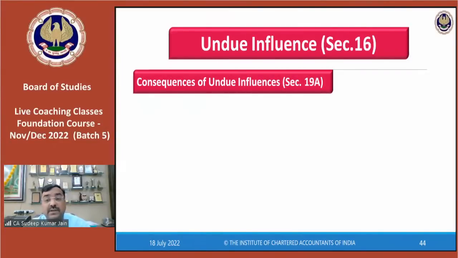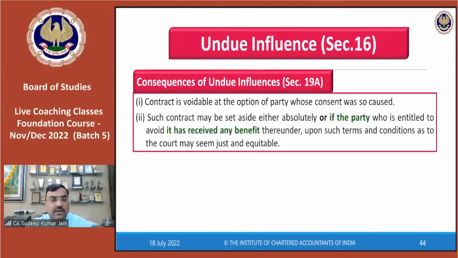What are the consequences of undue influence? Section 19A. First, the contract is voidable at the option of the party whose consent was taken by using undue influence. That party can avoid the contract. But if that party who can avoid the contract has taken some benefit, such contract may be set aside upon such terms and conditions as the court may seem just and equitable.